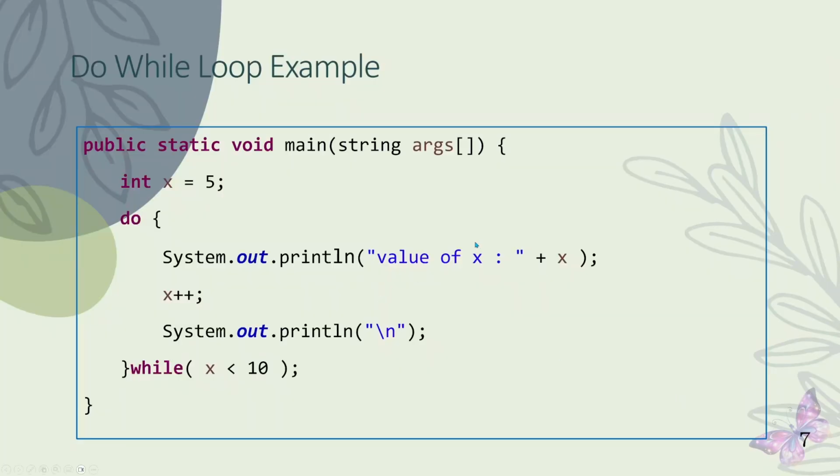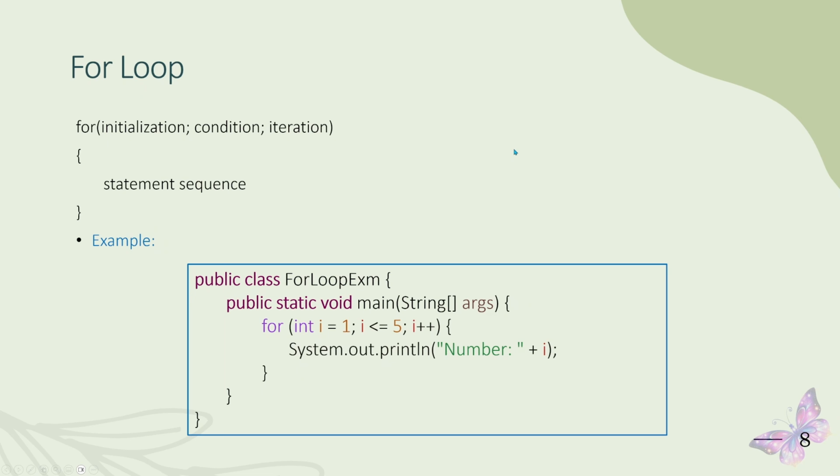So now let's go to another loop, the for loop. Mostly the for loop is very popular and it's used most of the time. And the for loop syntax is: for, then you need a bracket, then you say the initialization, then the condition, and then the iteration. So what does this mean?